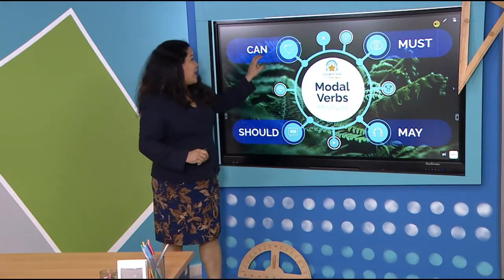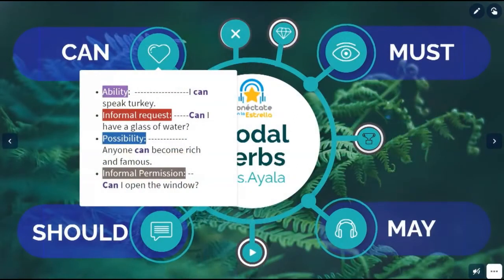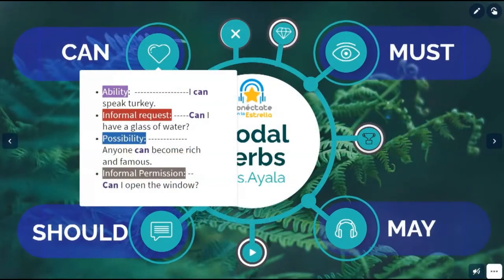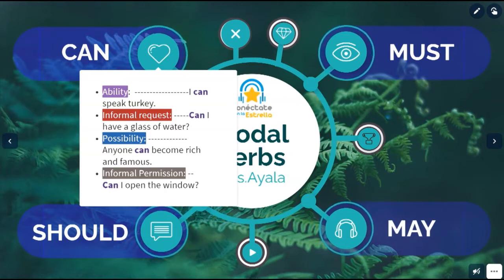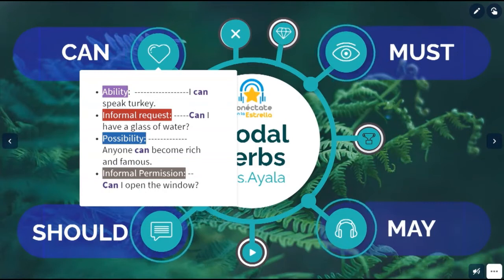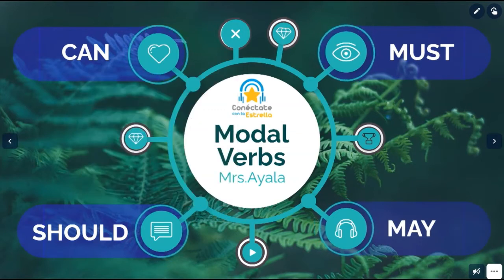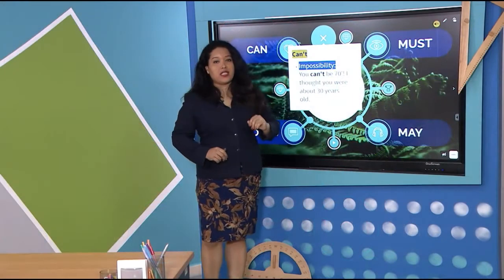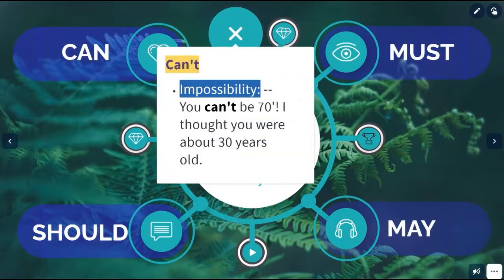First, we have can. It can express ability, informal request, possibility, and informal permission. For example, in ability, I can speak Turkish. In informal request, can I have a glass of water? Possibility, anyone can become rich and famous. Informal permission, can I open the window? Let's see the use of can't. Impossibility, you can't be 70. I thought you were about 30 years old.